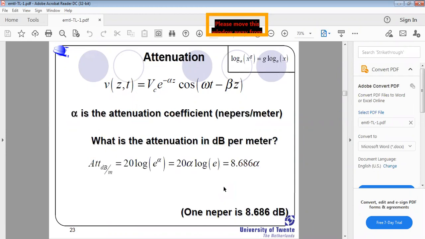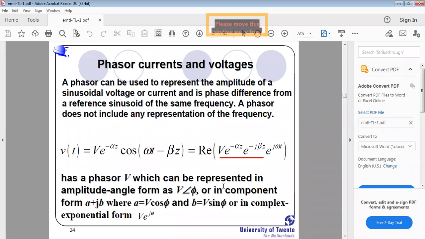Get it? V of z comma t equal to Vc into e power minus alpha z cos of omega t minus beta z. Alpha is the attenuation coefficient in Nepers per meter. What is the attenuation in decibels per meter? That is equal to 8.686 alpha dB. Now, phasor currents and voltages.